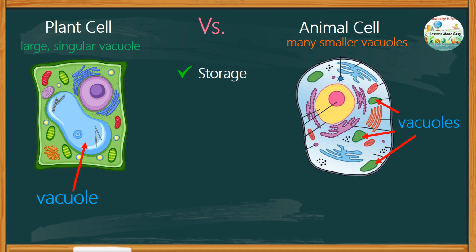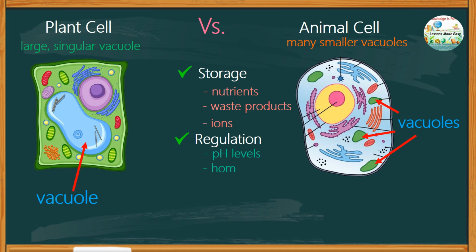One is storage. Smaller vacuoles can store various substances such as nutrients, waste products, and ions in different compartments. This helps the cell manage and organize its resources more efficiently. Another reason is regulation. Having multiple smaller vacuoles can regulate the cell's internal environment more effectively because different vacuoles can maintain different pH levels and ion concentrations that help in cellular homeostasis.